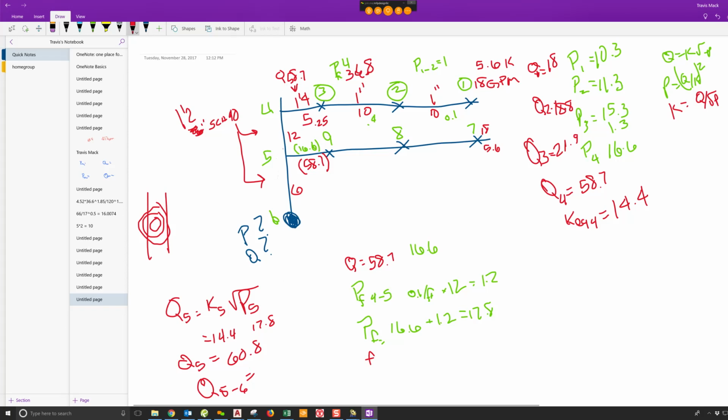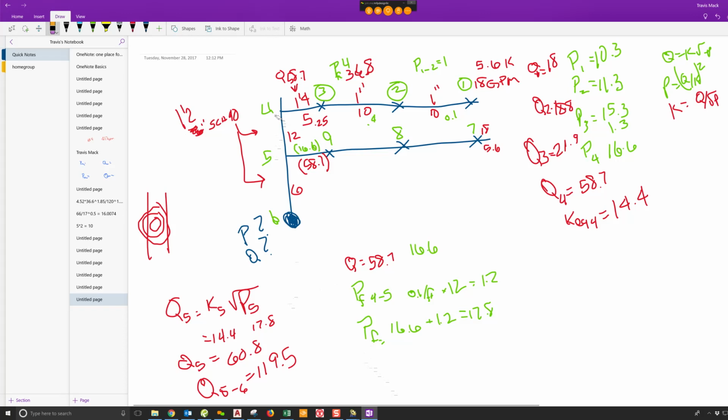Our flow from 4 to 5 is 58.7, right? We said that we need 58.7 gallons right here. There's no added flow at point 4, so it's coming down, and 58.7 is flowing through here. Now we're getting an additional flow of 60.8 plus our 58.7. So 60.8 plus 58.7 is, our flow here is 119.5. You guys follow that?